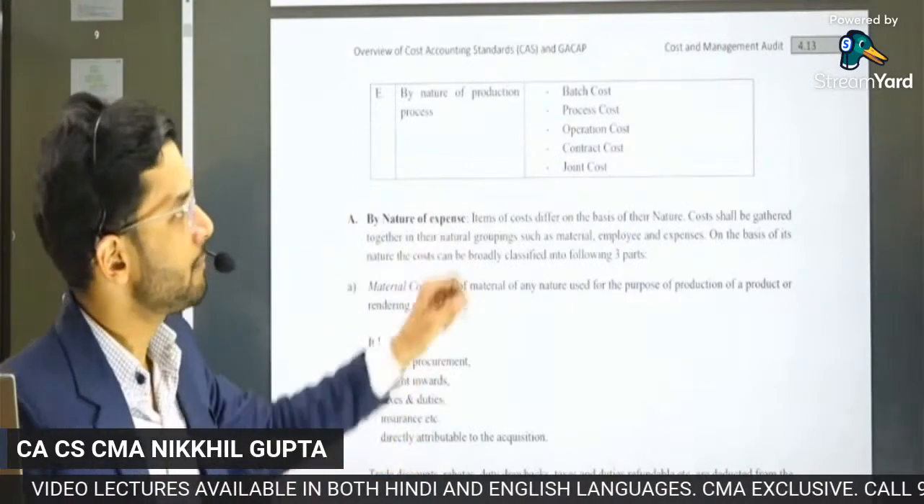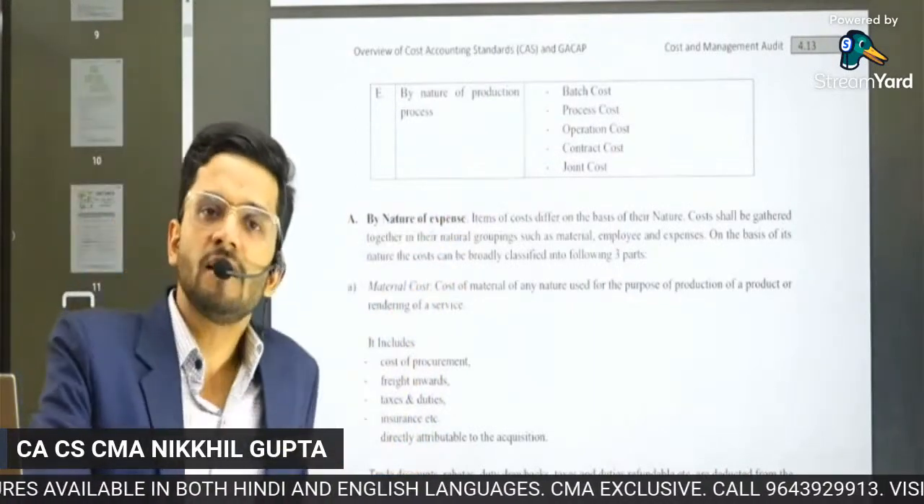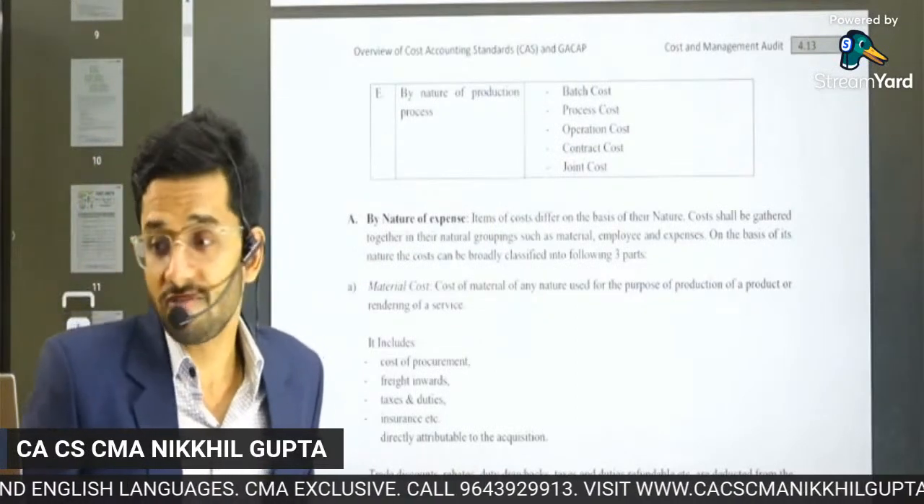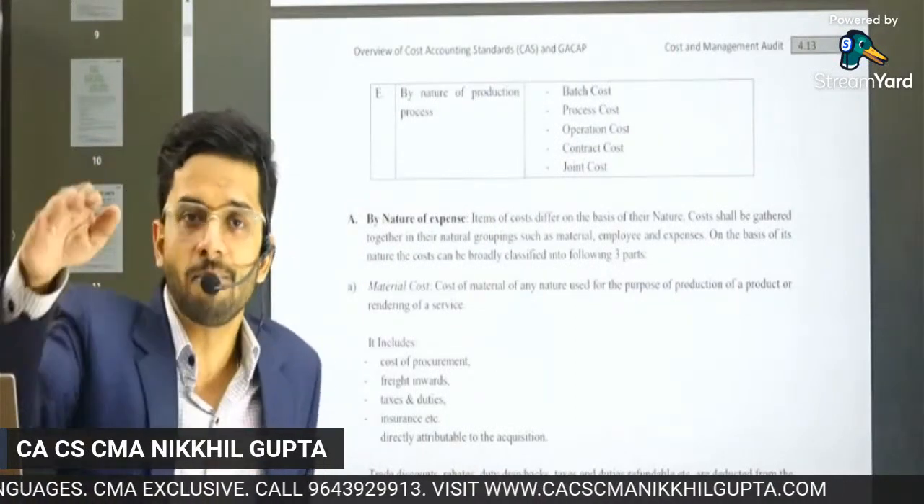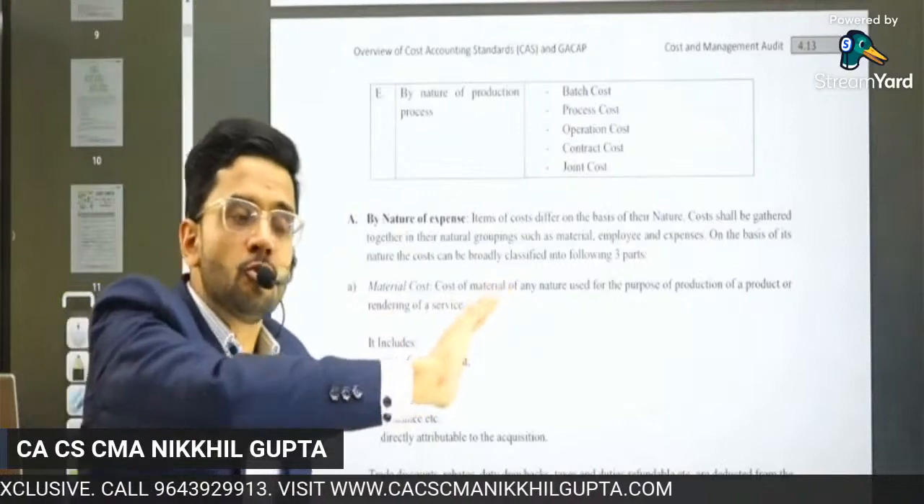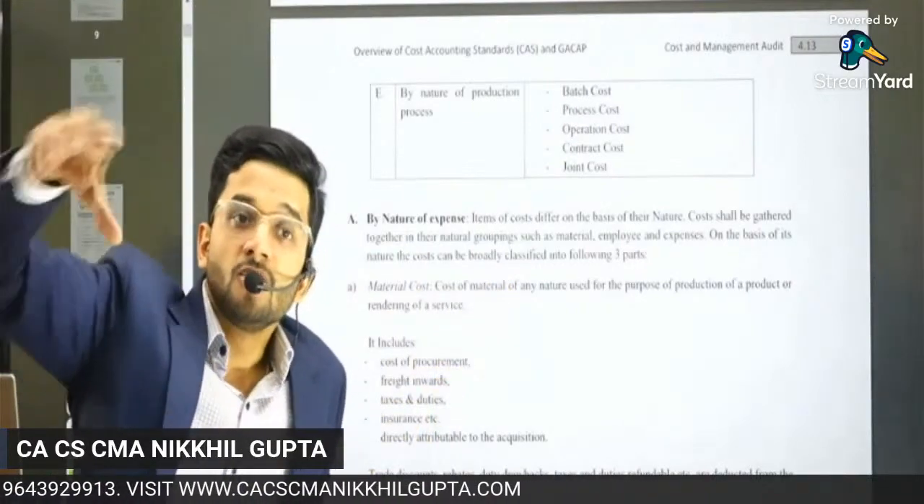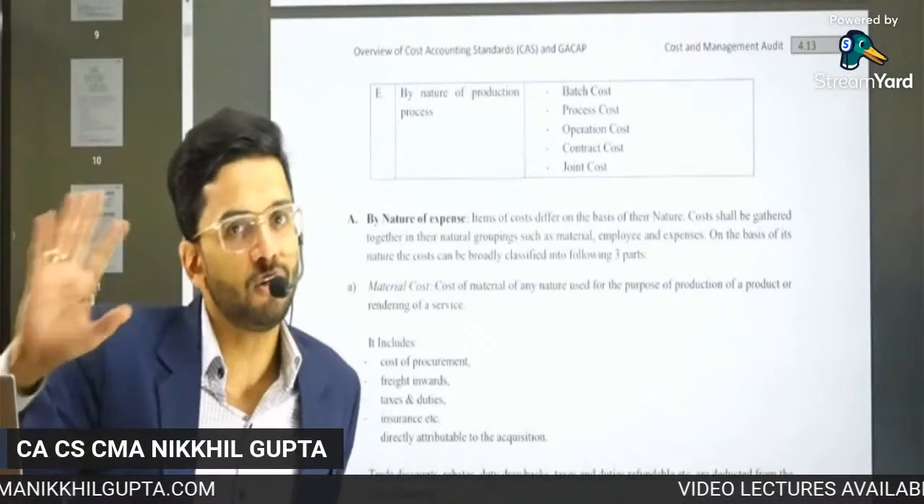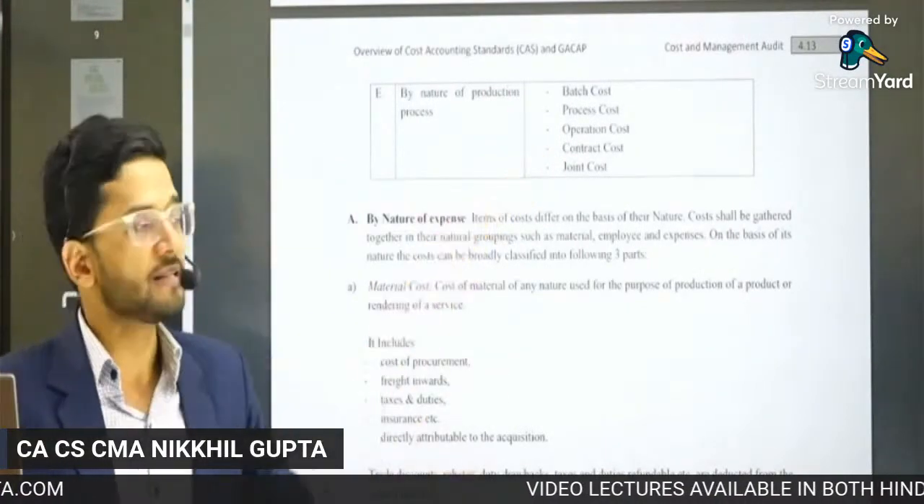That is batch costing. Process costing. Process means that according to the process you can club your cost. For example, a laptop is produced using 10 processes. For every process you can have a cost center, and you can classify your costs separately. That is known as process costing.